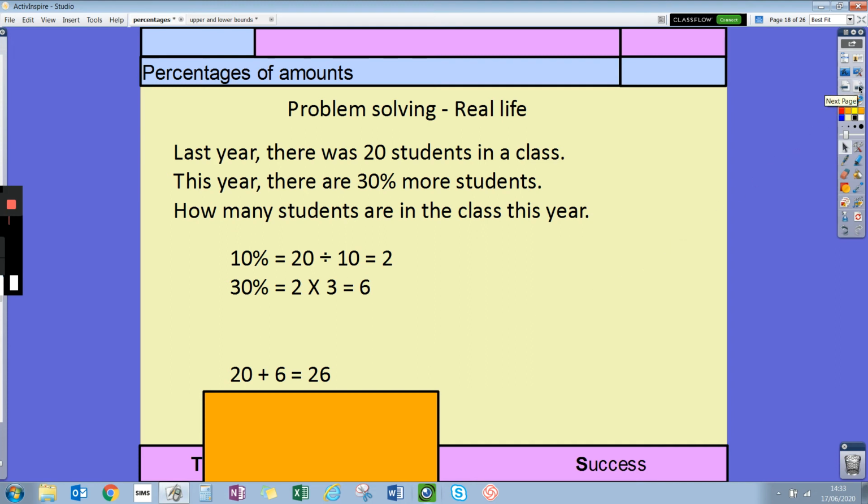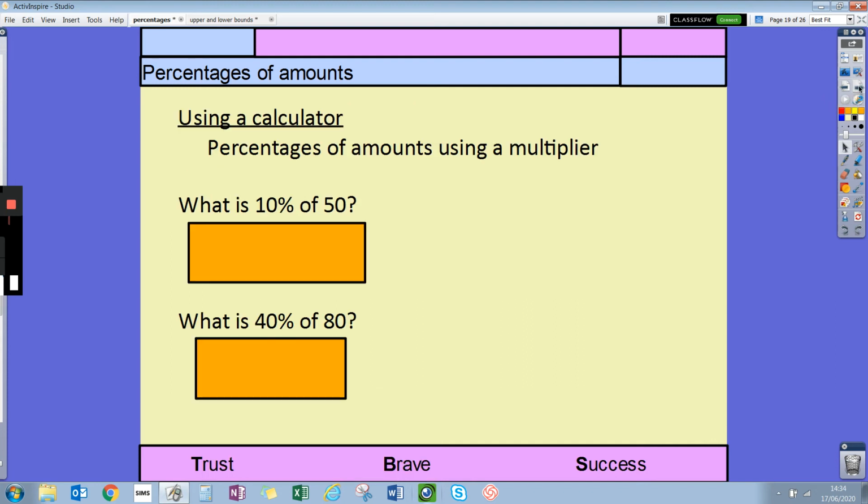So we've looked at some non-calculator versions. Now we're going to look at calculator versions, and we're going to use something called the multiplier method. When we're finding 10% of something without a calculator, we divided by 10, and that's fine for questions where it's quite nice percentages. So if we think about dividing by 10, we'd expect the answer to be 5. So we're going to use the multiplier method to see if we get the same answer.